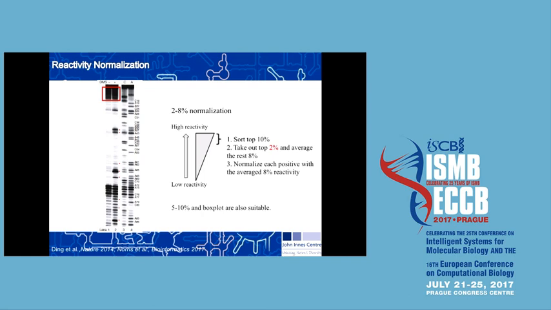But when we apply it to deep sequencing, you can do 2-8 normalization, you can also do 5 to 10% normalization, or you can pretty much do it with a box plot. It will give you actually quite similar structure information.